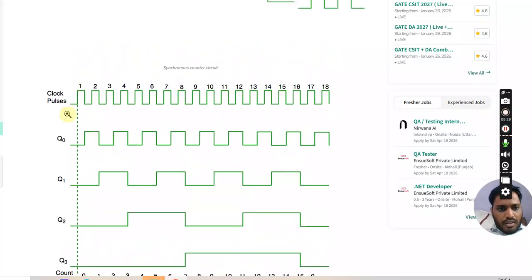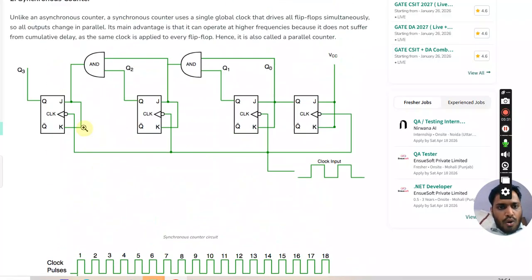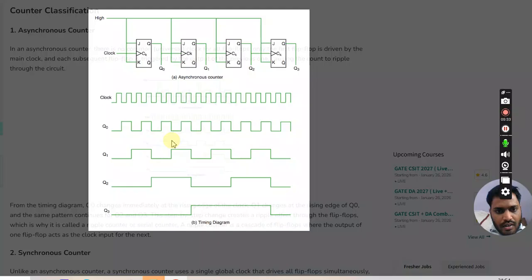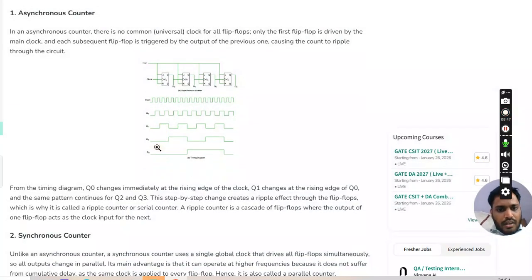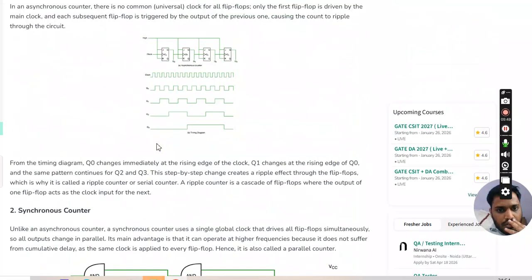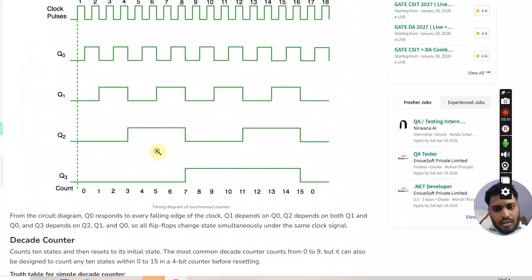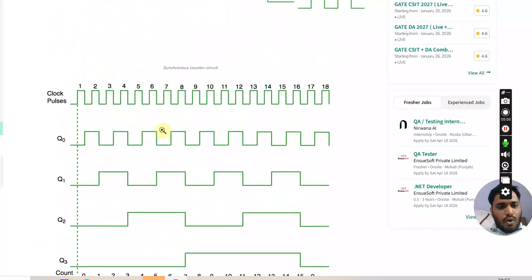I think the clock pulse is similar to all of this, whereas here the clock pulse is different. For this one there was no clock pulse, it was guided by the previous output. This was guided by the previous output, and this was guided by the previous output. But here we can see that we have the clock pulse which is there for all the counters.